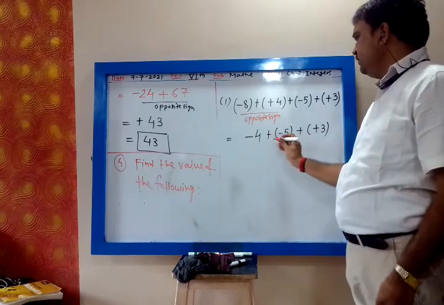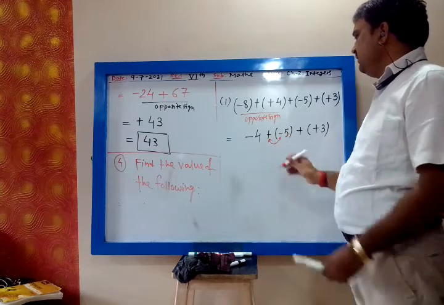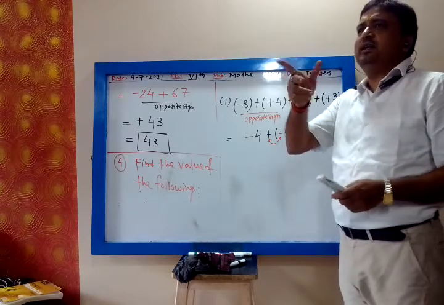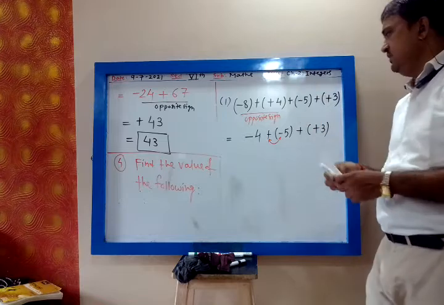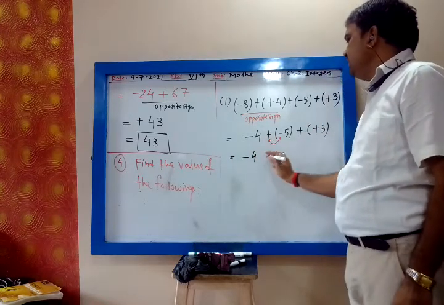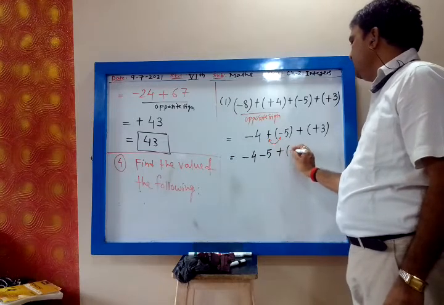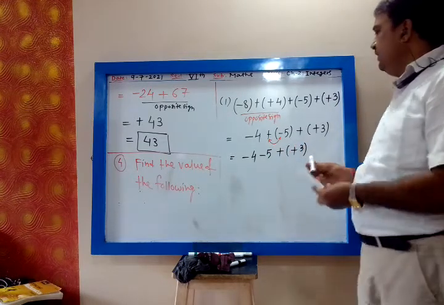Now let us see these two. These two signs are multiplied. Plus and minus. Whenever two signs are multiplied, you have to multiply the sign. Plus into minus, minus. So this becomes minus 4. Then plus into minus is minus 5. Plus 3.